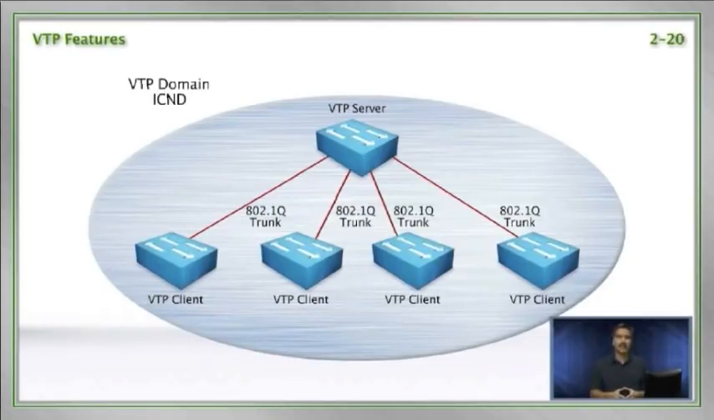VTP operates at layer 2, and its role is to ensure VLAN configuration consistency. So VLAN additions, covered. Deletions, name changes, covered. And by managing this, common problems like misconfigurations and inconsistencies, which can create huge headaches, are avoided. Things like duplicate VLAN names or incorrect VLAN type specifications. These problems become a thing of the past.